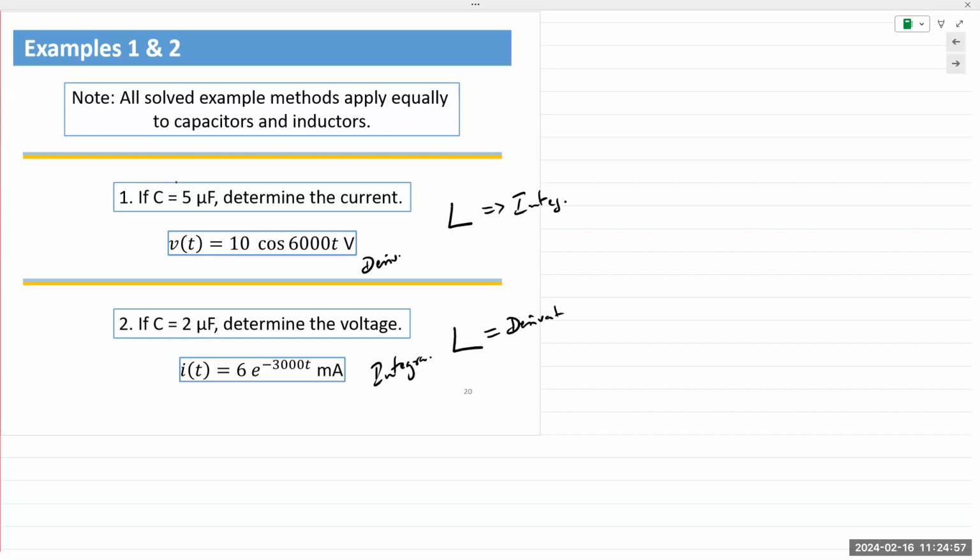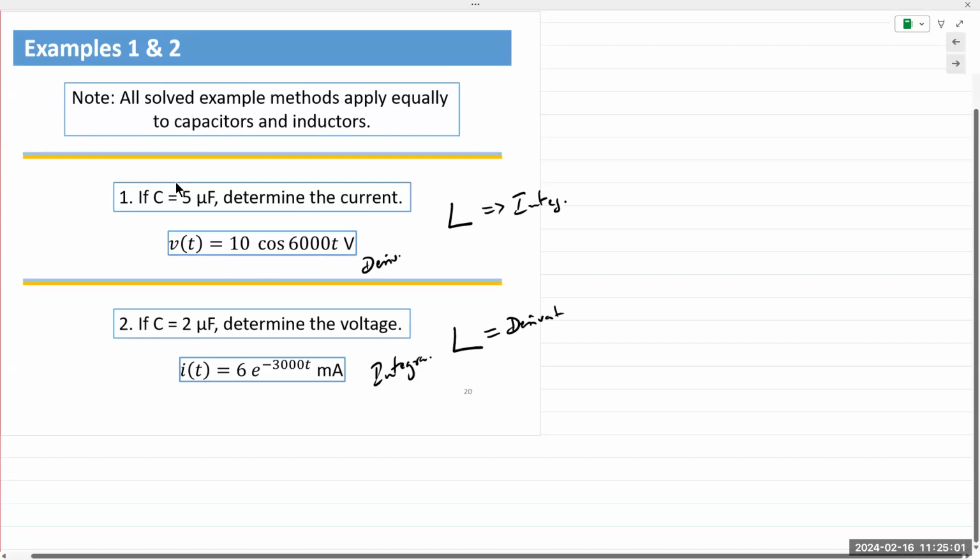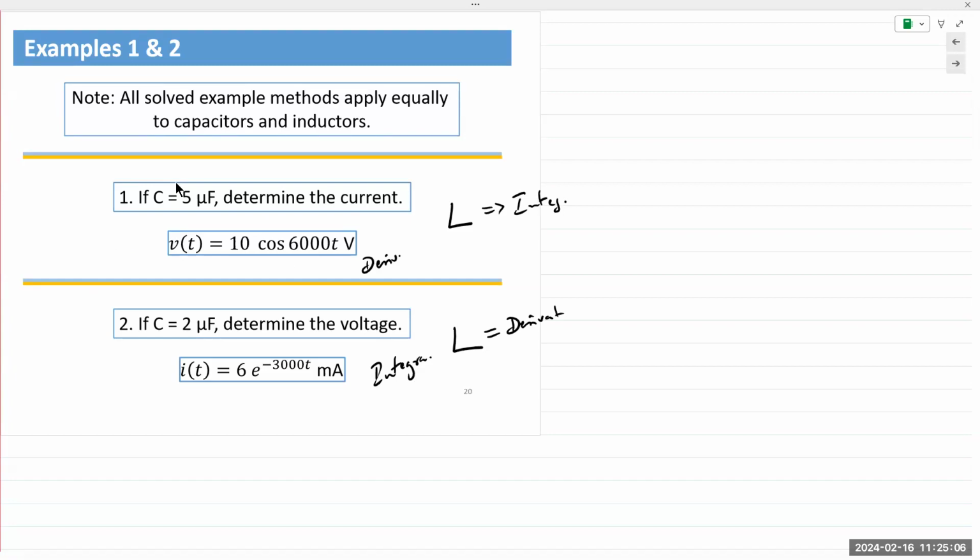Also, this is simply a mathematical solution. You're already given an expression for the voltage and the current. All you have to do is apply mathematical calculation and you have your answer.